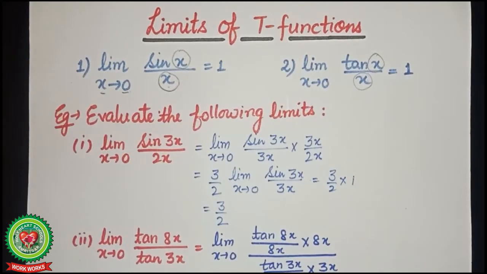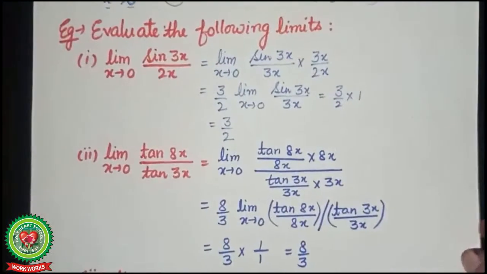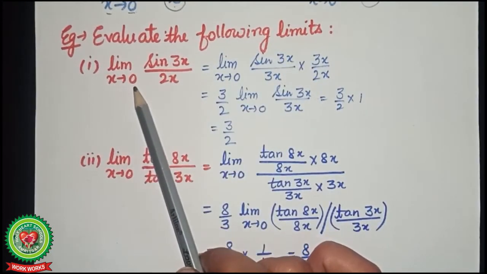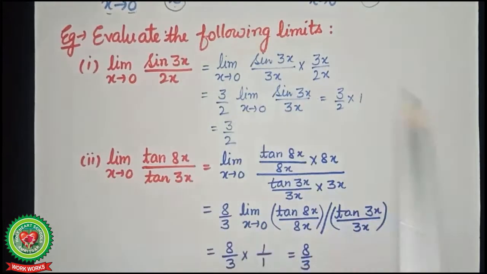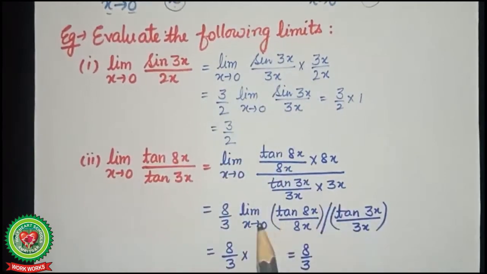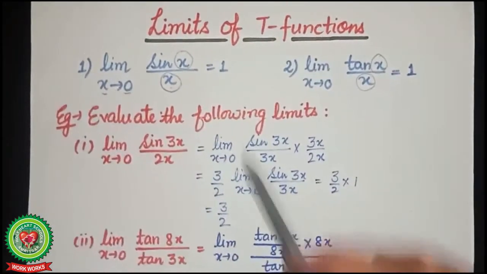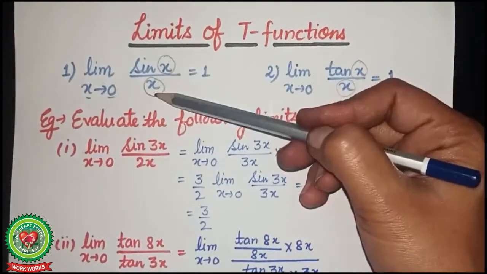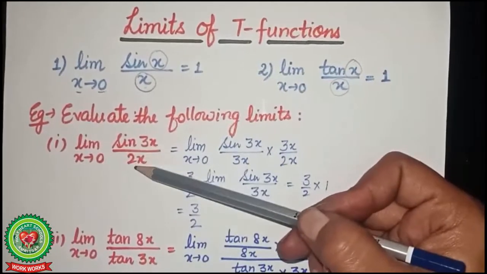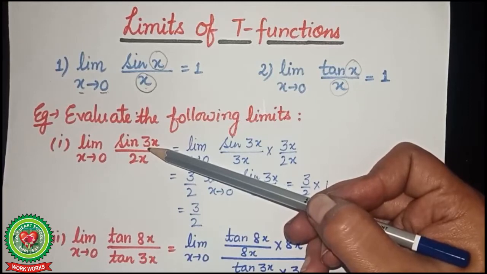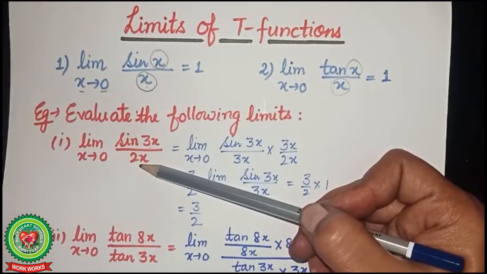So, let's discuss some examples based on it. The very first example is: evaluate the following limit. Limit as x approaches 0 of sin 3x upon 2x. Here the limit is approaching 0 and the function is sine, so we will check for the first type, that is, the angle and the denominator term should be the same. But here these two terms are not the same. In the numerator, the angle of sine is 3x, and in the denominator we have 2x.